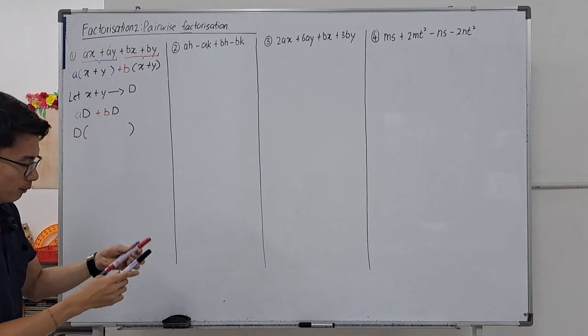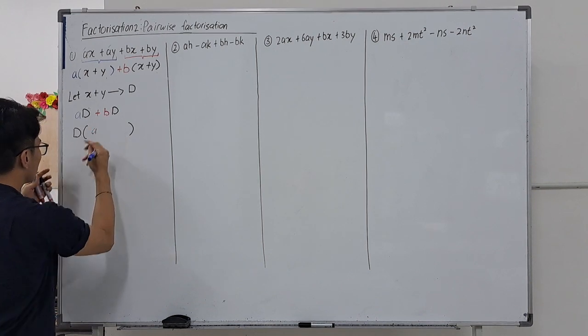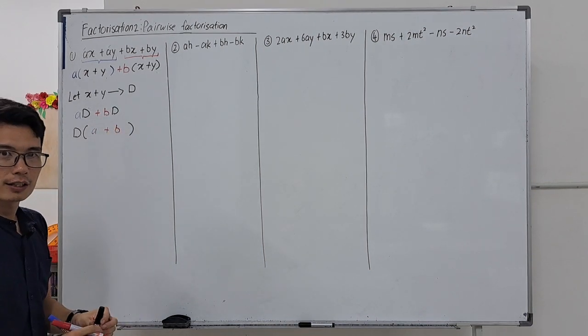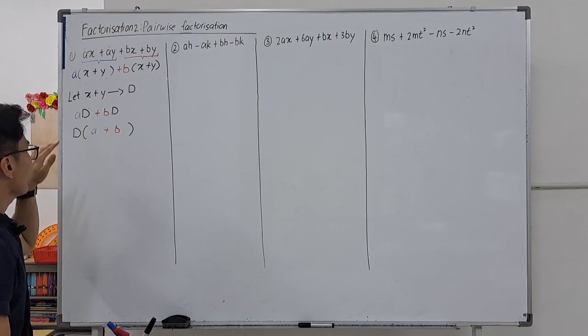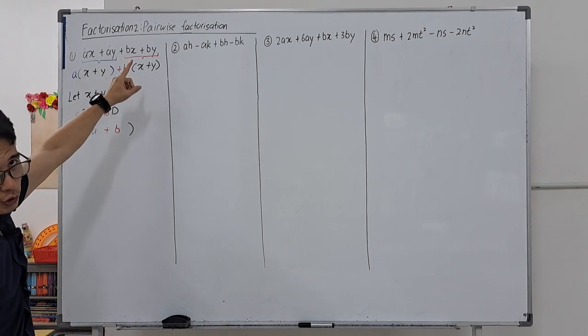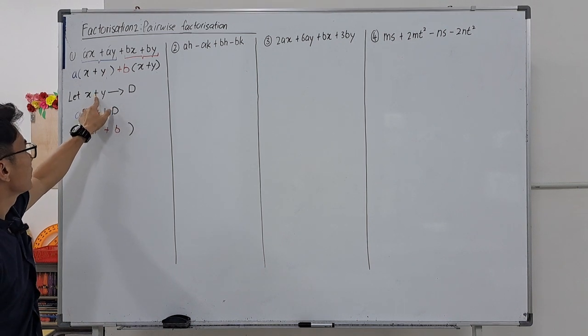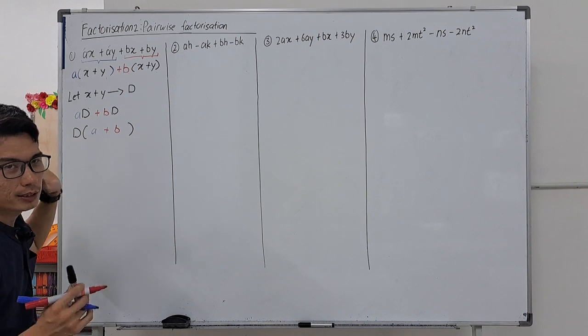Inside my bracket here, what's going to be left? That's going to be A plus B, right? See, I can still further factorize this one more time. Now, am I done over here? No, because in your original equation, there's no D. You made this up so that you can see this easier. So what you can do right now is to open up this expression back.